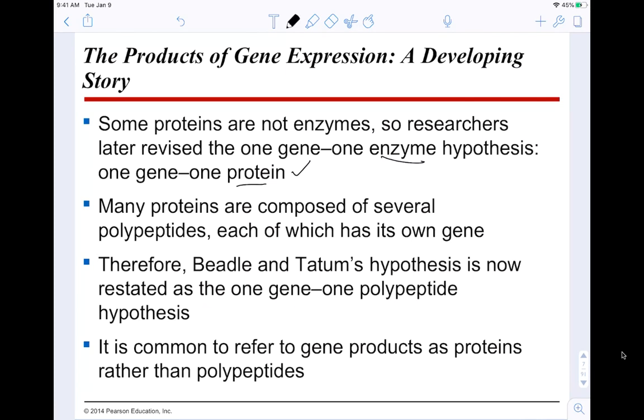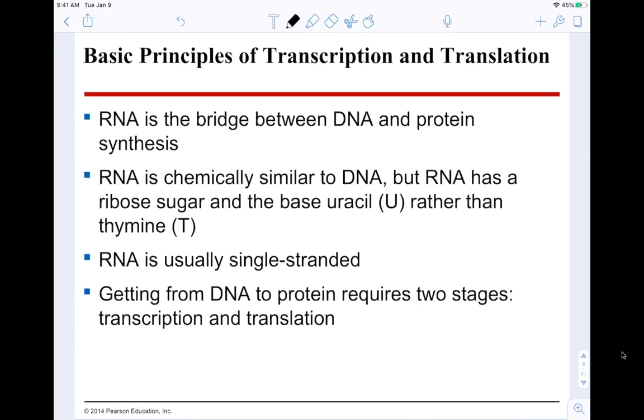That's how that works. So Beadle and Tatum's hypothesis is now restated as one gene, one polypeptide, which makes sense because a polypeptide typically makes a protein, but remember that you can have several polypeptides required to make certain proteins. Okay, it is common to refer to gene products as proteins rather than polypeptides. That's just common convention.